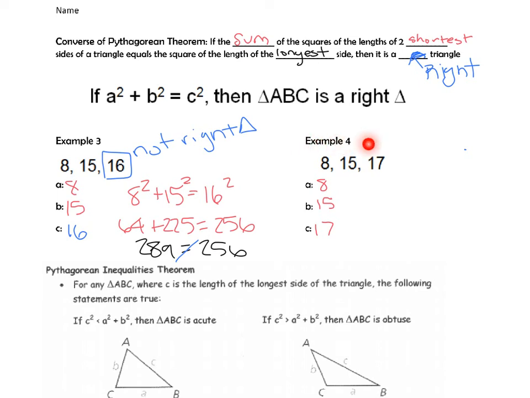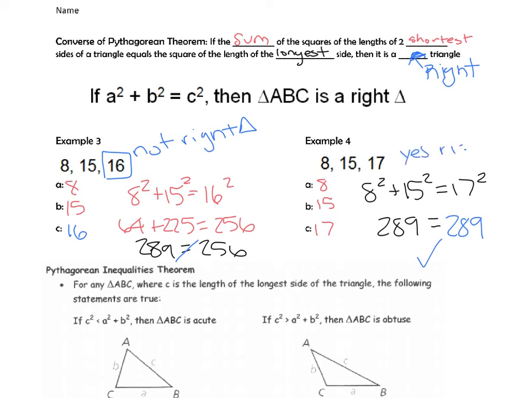So for the next example, notice the only thing that we're changing here is our hypotenuse is now 17. So let's see if this instead will give us a right triangle. So we're plugging into Pythagorean theorem. 8 squared plus 15 squared equals 17 squared. We already know that 8 squared plus 15 squared was 289 equals 17 squared. And when I do 17 squared, I get 289. So therefore, yes, this actually is going to be a right triangle.